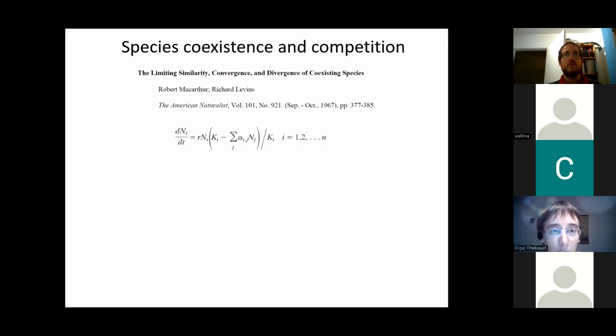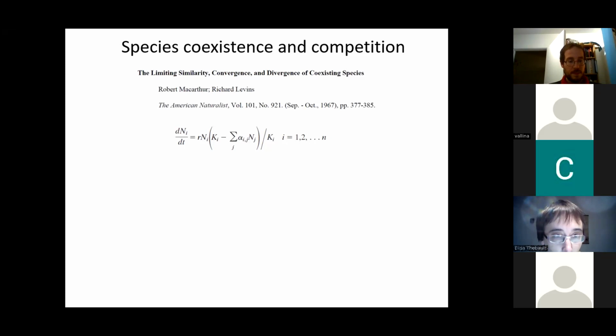Today I will mainly focus on one of the mechanisms that have been studied in ecological theory in this context, which is how similar or dissimilar species can be to coexist. This is quite an old question in theoretical ecology. It started to be studied in the context of competition. Here I will describe one of the main models historically developed on these questions, which is a Lotka-Volterra competition model by MacArthur and Levins.